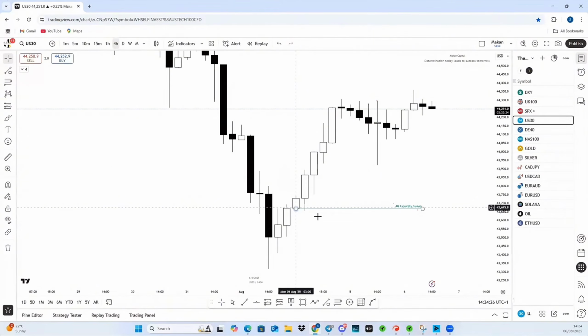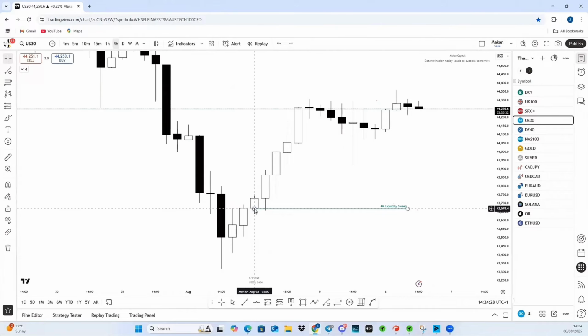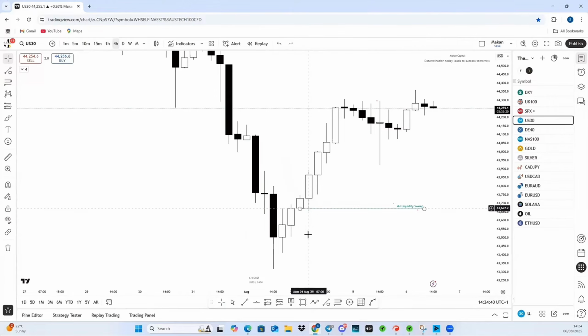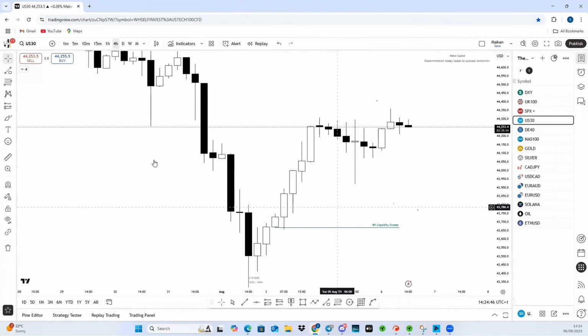So what I was just waiting for was a sweep. We had a nice sweep here, and then as per my model, the candle that performs the sweep has to close bullish, which happened here. So once I saw this bullish close, I then started looking for my entry. If this candle had failed to close bullish, then I would not have taken the trade and would wait for another setup.